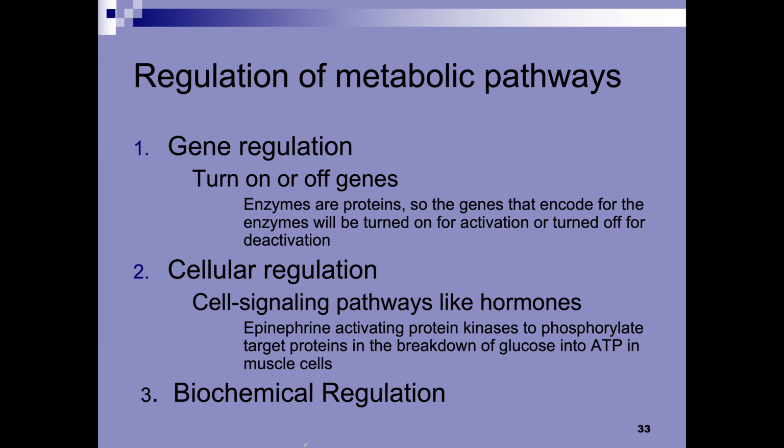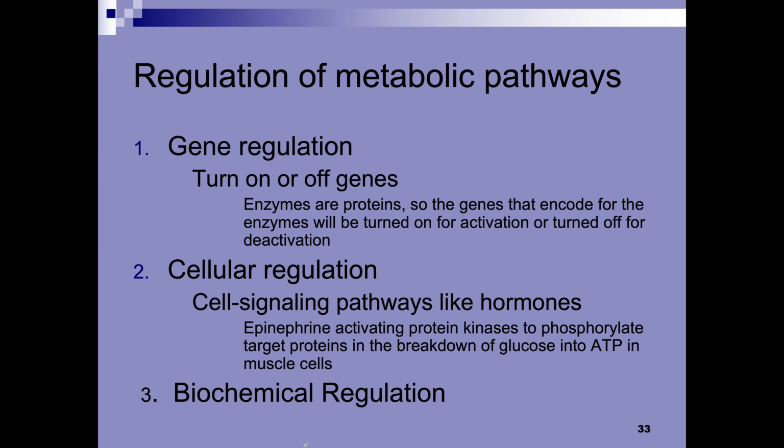But this means that metabolic pathways have to be regulated. And gene regulation occurs in a multitude of different ways. First, we have, of course, regulation at the genetic level. DNA can be turned on or off. Enzymes are a class of proteins, which means that the genes that encode for them are found within the DNA. So we can regulate the DNA to either turn the gene on to make the protein or turn the gene off to not make the protein.